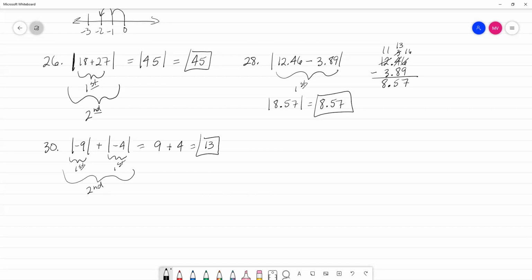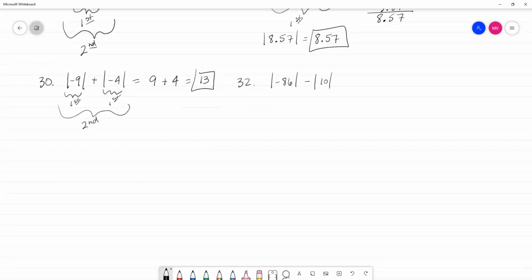All right, 32. Absolute value of -86 minus the absolute value of 10. Same deal. Solve your grouping symbols first, order of operations. So absolute value of -86 is 86, absolute value of 10 is 10, and you find that your solution is 76, or your difference there.